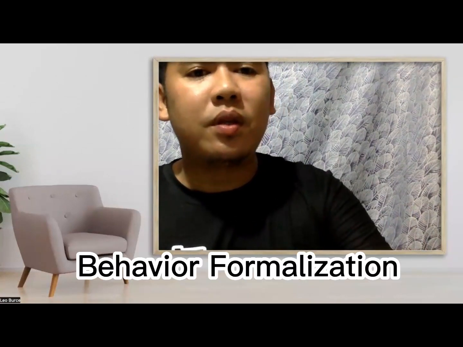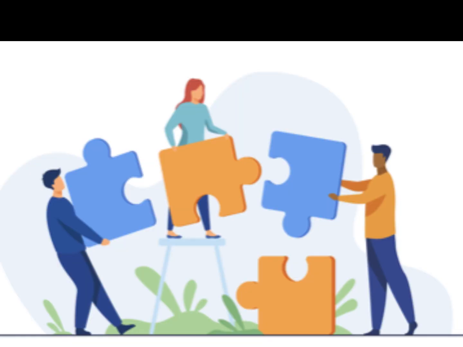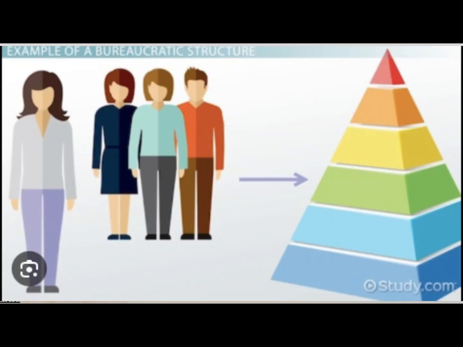Another design parameter is behavior formalization. Behavior formalization focuses on the standardization of work processes in an organization. This is done to increase uniformity and predictability so the behavior may be easy to monitor and control. It is done to regulate the behavior of the worker and to promote coordination. Mintzberg suggests that a highly formalized organization, a bureaucratic structure, enables its people to know exactly what and how to do things in any situation.